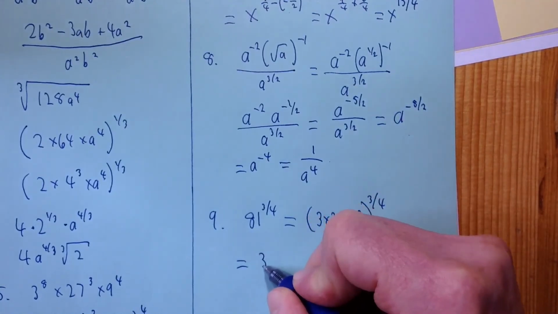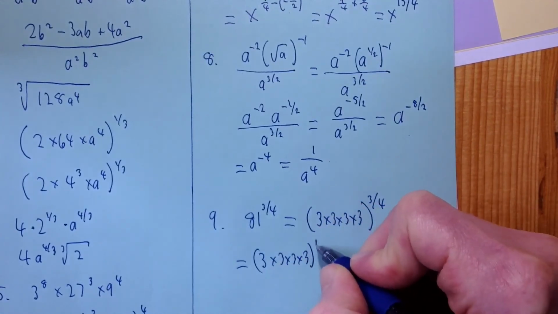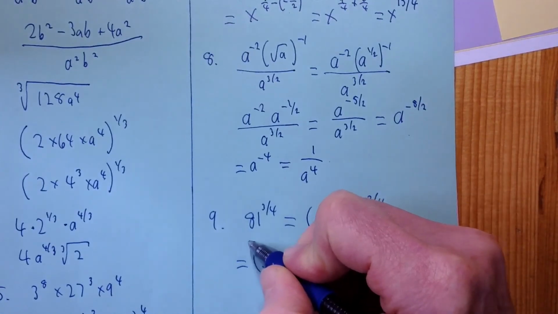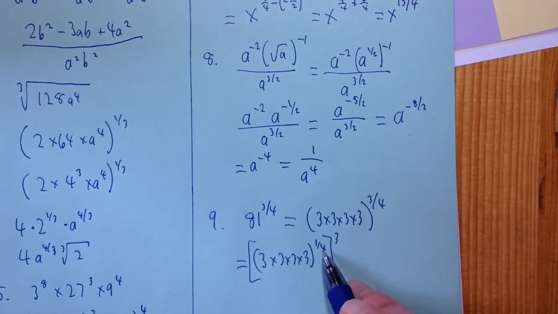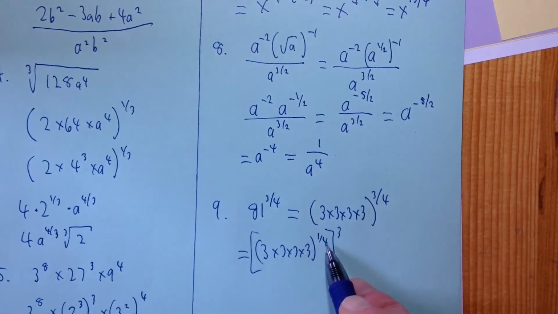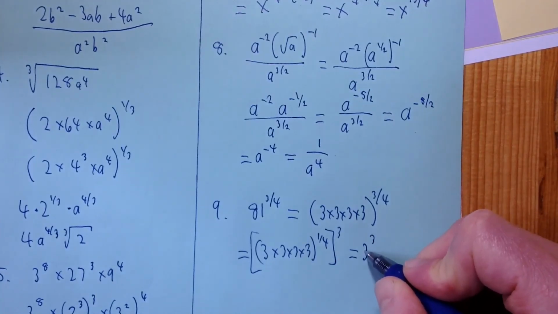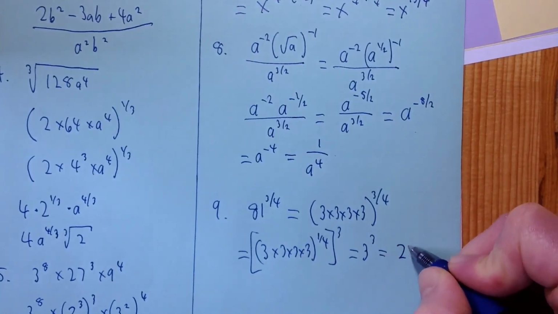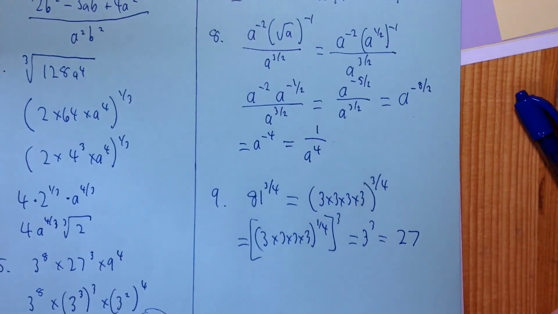We write it like this. That's 3 times 3 times 3 times 3 to the 1/4 to the 3rd power. Because 3 times 1/4 is 3/4. Powers to powers multiply, we get the 3/4 back. Well, 1/4, this is the 4th root, that's just 3. So that's just equal to 3 cubed, which is 27. So that's how you do number 9. And I will continue this in a 3rd video with the last ones.